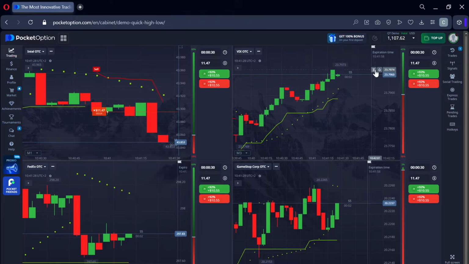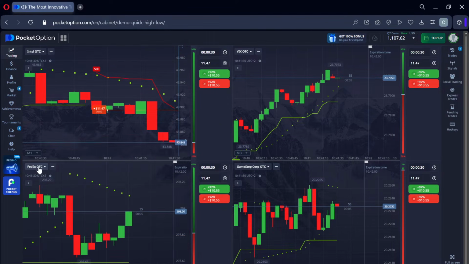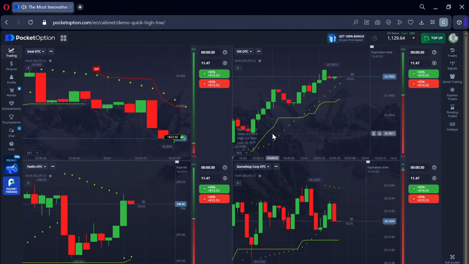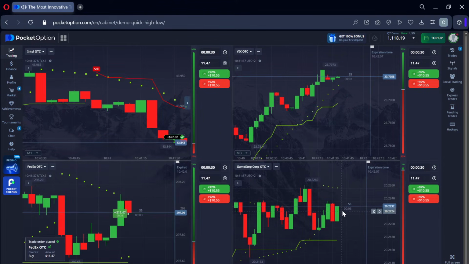So here, it looks like we've got no opportunities, so I'm actually going to bounce between pairs. Okay, there's our winning trade there. Here's a buying opportunity that we can take.